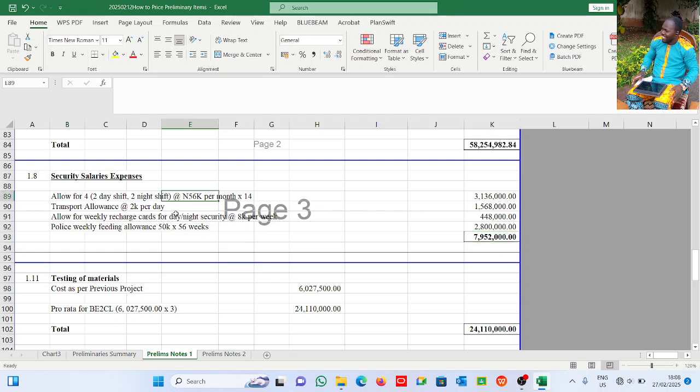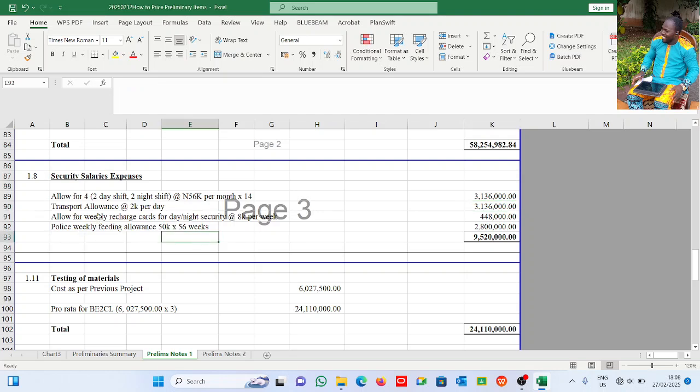They are being paid 56,000 naira per month. For 14 months, this is what they will be paid for 4 of them. Now transport allowance is 2,000 naira per day, so that is 8,000 naira for 4 of them, times 392 days, go and come, because securities, they have to be there.